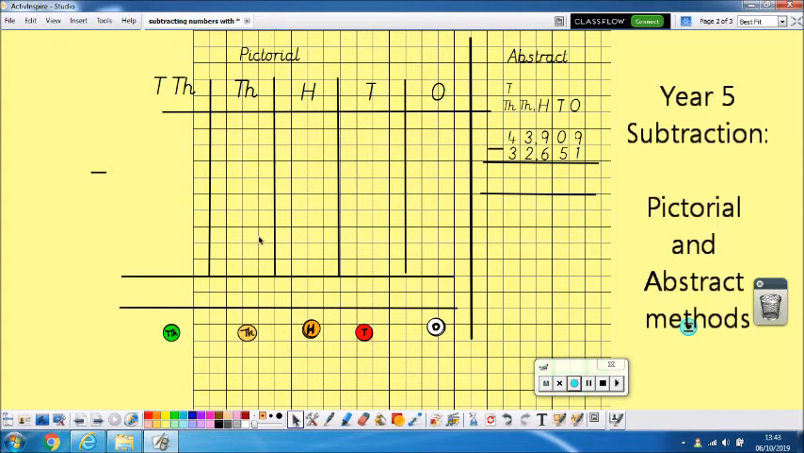So I will have already drawn in my book, using a ruler nice and neatly, my place value grid, as well as writing out my abstract. And I've labelled it ones, tens, hundreds, thousands, tens of thousands. And I'm going to be drawing the value. I'm going to start with my ones here. And I'm only going to be drawing out the number I'm taking away from, my minuend. So I'm going to put in my 9 ones here first of all.